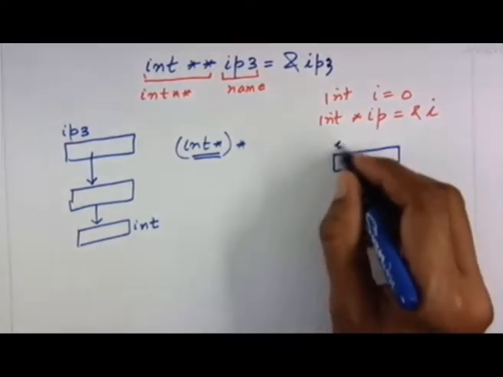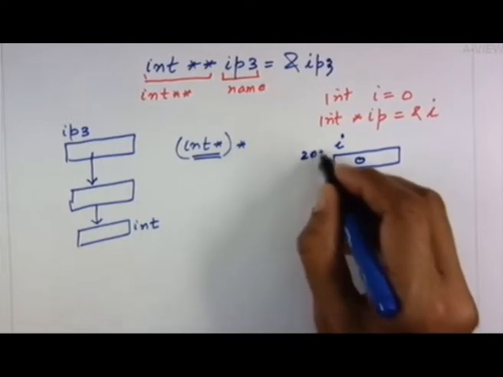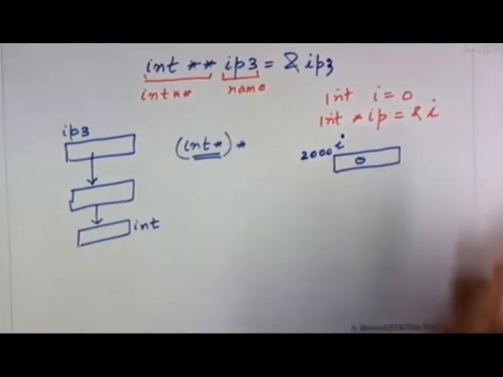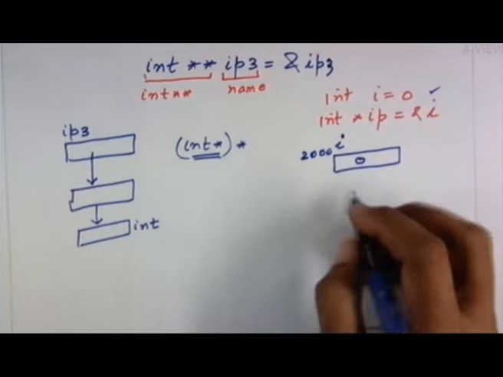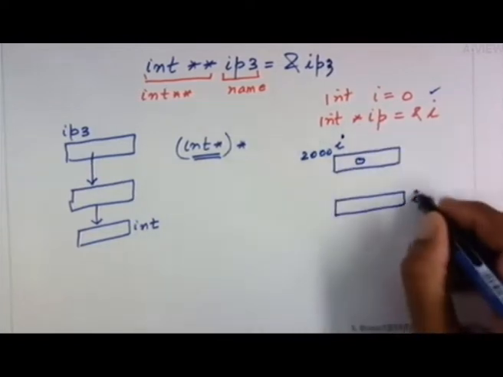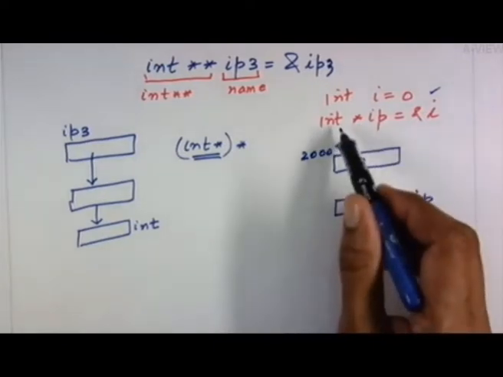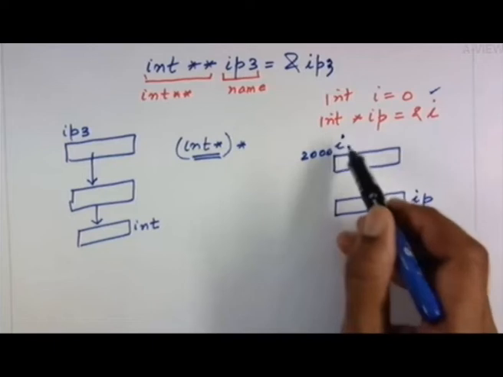If this is I, the R value is 0, and let's say the L value is 2000, the address of I. So I have taken care of this. When I do an IP, this is I. Let me write on the right of the box. IP is an address of integer and is given the address of I in particular.